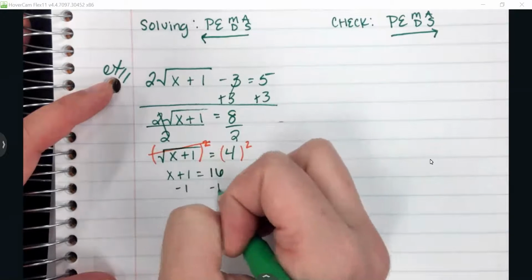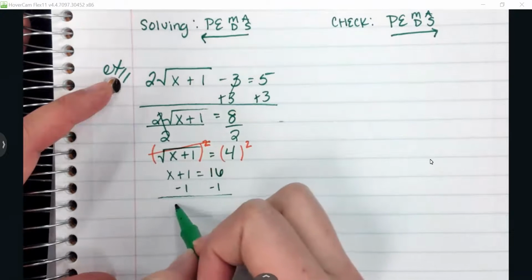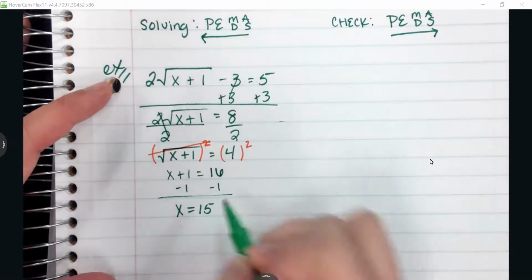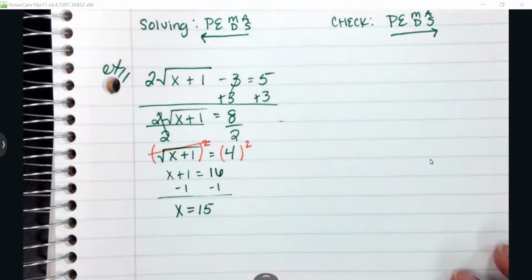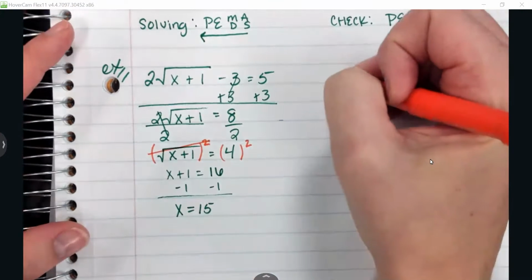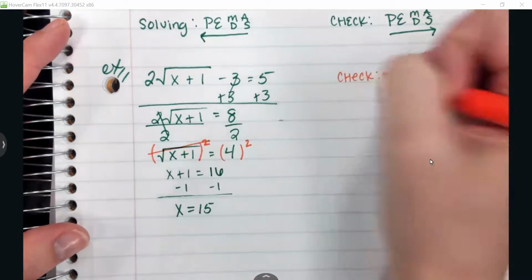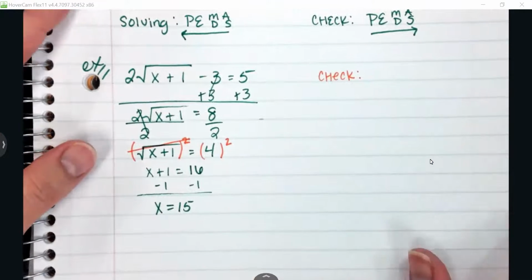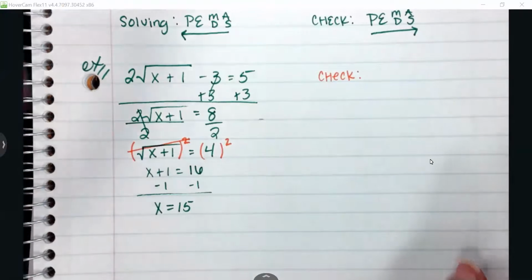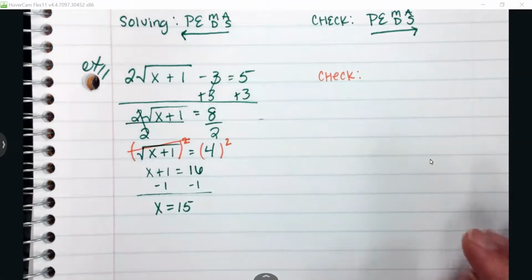Going to subtract 1 from both sides. So x equals 15. Do not box it. Because before we can box it, we have to go check. Because when you have a square root, there are a lot of times you will get what's called extraneous. We're going to talk about it tomorrow. Extraneous solutions or extra answers. It's kind of like a false positive, okay? A false positive meaning it's not really an answer, but it looks like what?